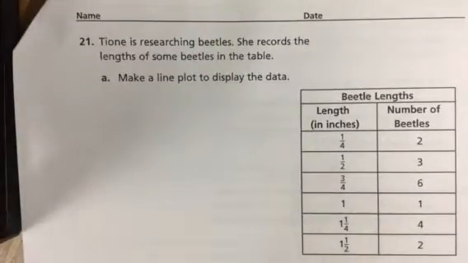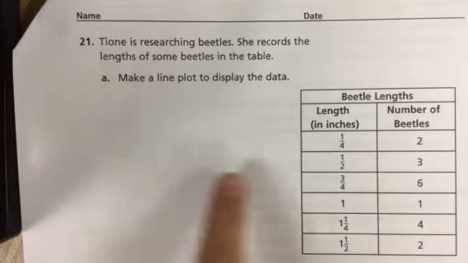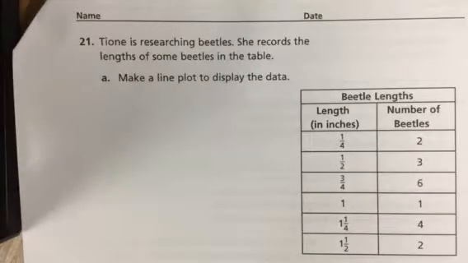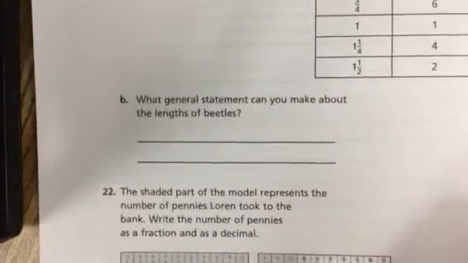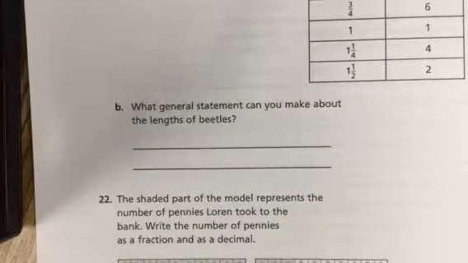Number 21. Tionne is researching beetles. She records the lengths of some beetles in the table. Make a line plot to display the data. So we have practiced this. Use this data to make a line plot here. Then, what general statement can you make about the lengths of beetles? So you're going to look at your line plot and make a general statement about it.